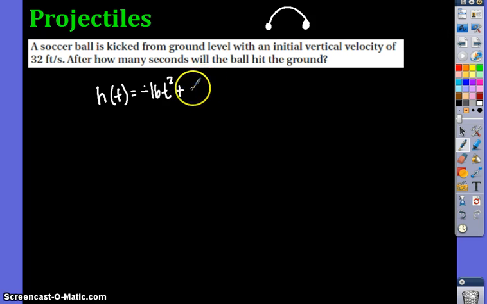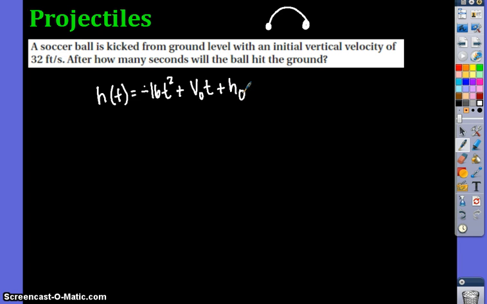Okay, so let's just look at a picture of this. Imagine that this is a soccer ball. The soccer ball gets kicked, goes up in the air, comes back down to the ground. It kind of looks like a parabola. So that's one clue that this situation might be quadratic in nature, which is why the function applies to this. So let's recall that the function is h of t equals negative 16t squared plus v sub 0 times t plus h sub 0.